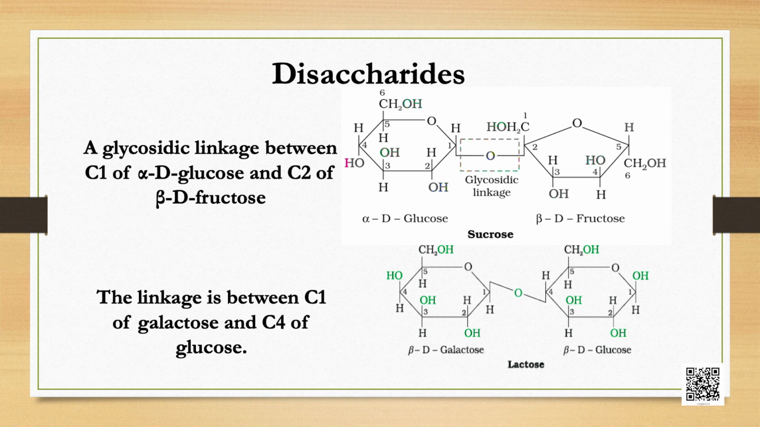non-reducing sugar. Lactose, more commonly known as milk sugar, is composed of beta-D-galactose and beta-D-glucose. The linkage is between C1 of galactose and C4 of glucose. A free aldehyde group may be produced at C1 of the glucose unit, hence it is also a reducing sugar.